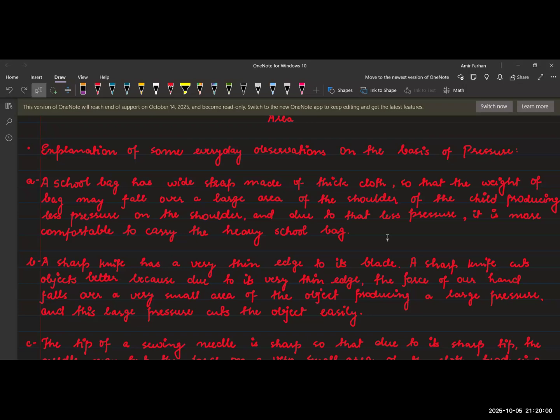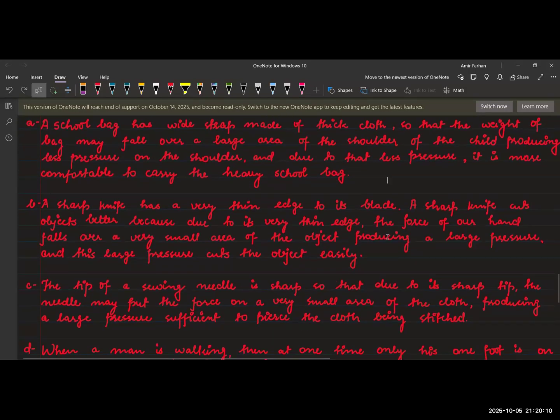So that's how the day-to-day life applications are there for pressure. Next, the tip of a sewing needle is very sharp instead of very blunt. The reason is you want to sew without tearing the cloth. If you have a needle with a very large area, very blunt, it would tear off the cloth. Yes or no? That's why sewing needles are very fine, very small. Yes.